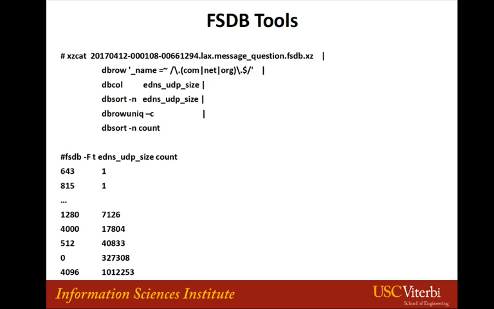So all of that, I could type very quickly, and I get this sort of output really, really fast. This is looking at a single file from that DITL collection, and you can see that 4096 is the most popular EDNS zero size.